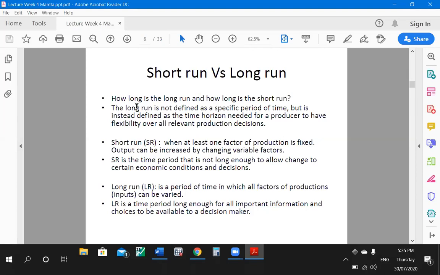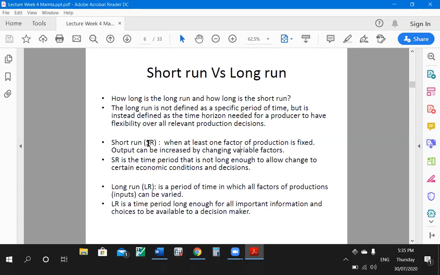Now, let's move on to long run versus short run. I already explained what long run and short run mean. How long is the long run and how long is the short run? The long run is not defined as a specific period of time. As I told you before, it's not about time. It's about your factors of production being changed. In accounting or in business discipline, it might be time. But in the economics discipline, short run and long run depend on the factors of production. Hope this is clear.